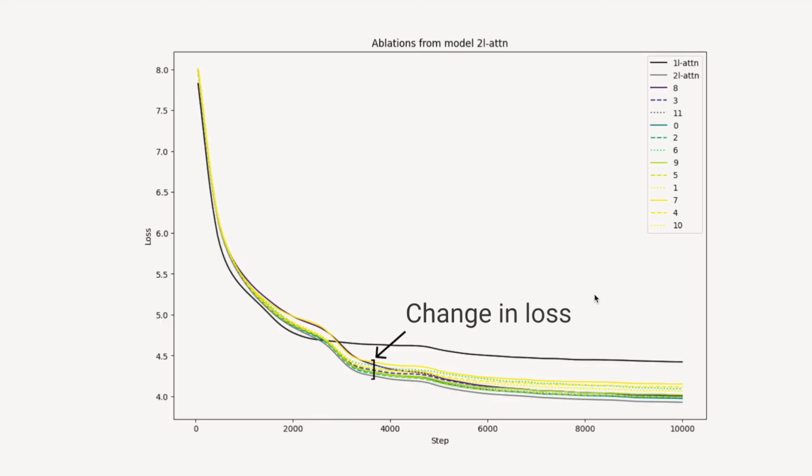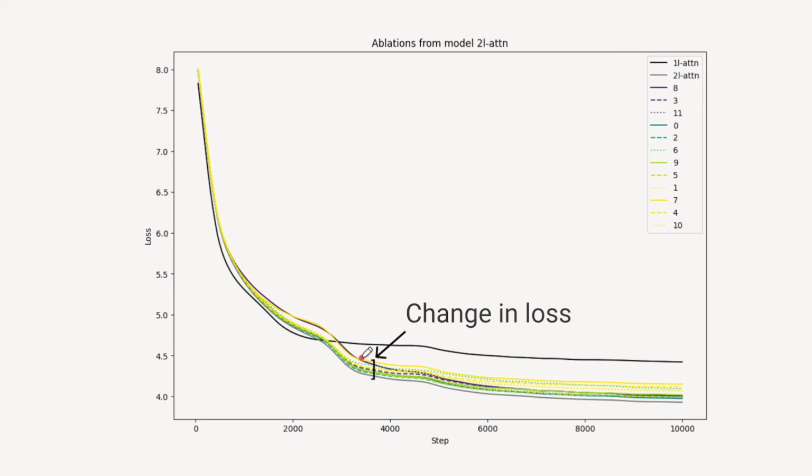So just to get us oriented as to what the raw data is, the lower line here in gray is the unablated two-layer attention-only model as compared with the one-layer. And then all of these other lines are if you remove each of the 12 heads in the last layer of the two-layer attention-only. As you can see, some heads have a larger impact than others. They induce a greater deficit when removed.